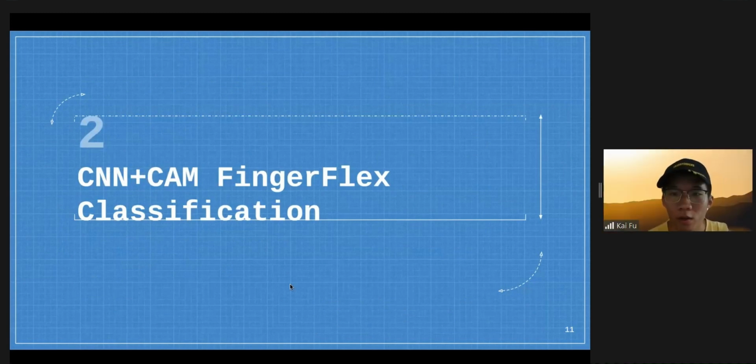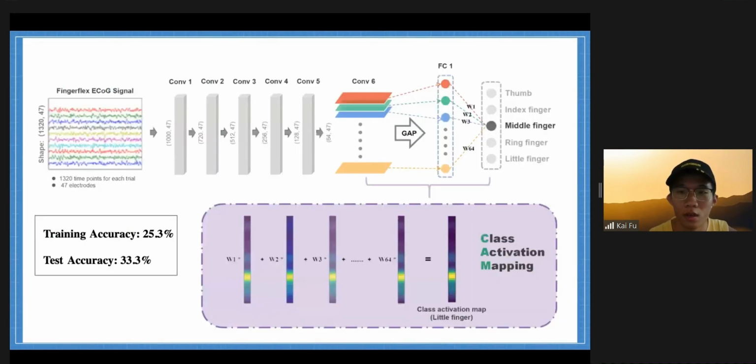So in this part, what we want to do is to first train a convolutional neural network using ECoG data recorded from each subject to do a 5-class classification task. Each class corresponds to a finger. After we finish the model training, we use the fixed weights in a fully connected layer and the feature maps in the last convolution layer to do class activation mapping.